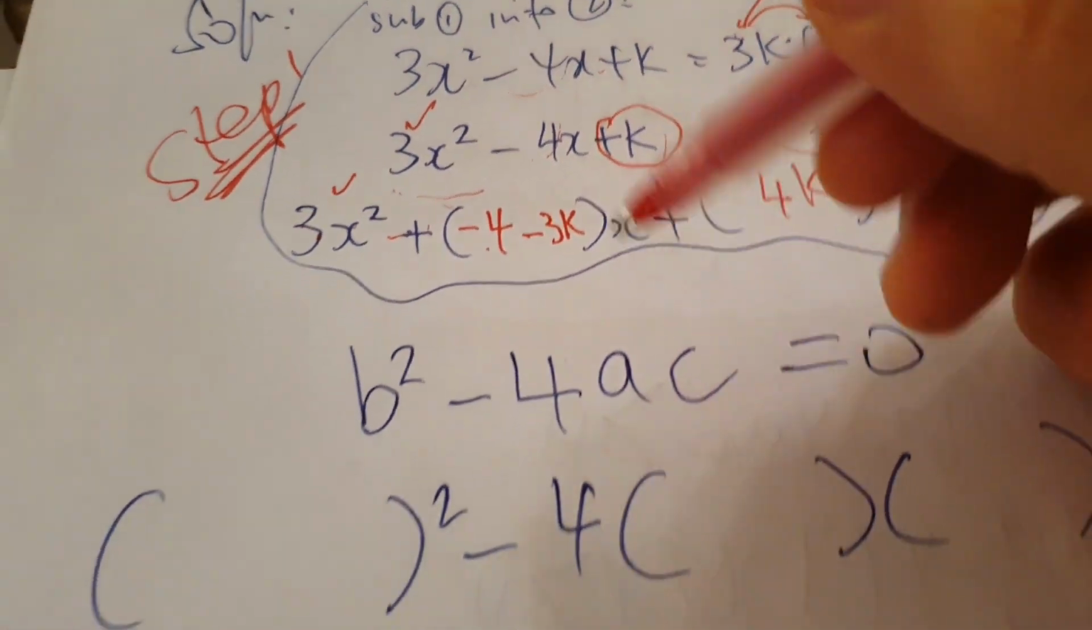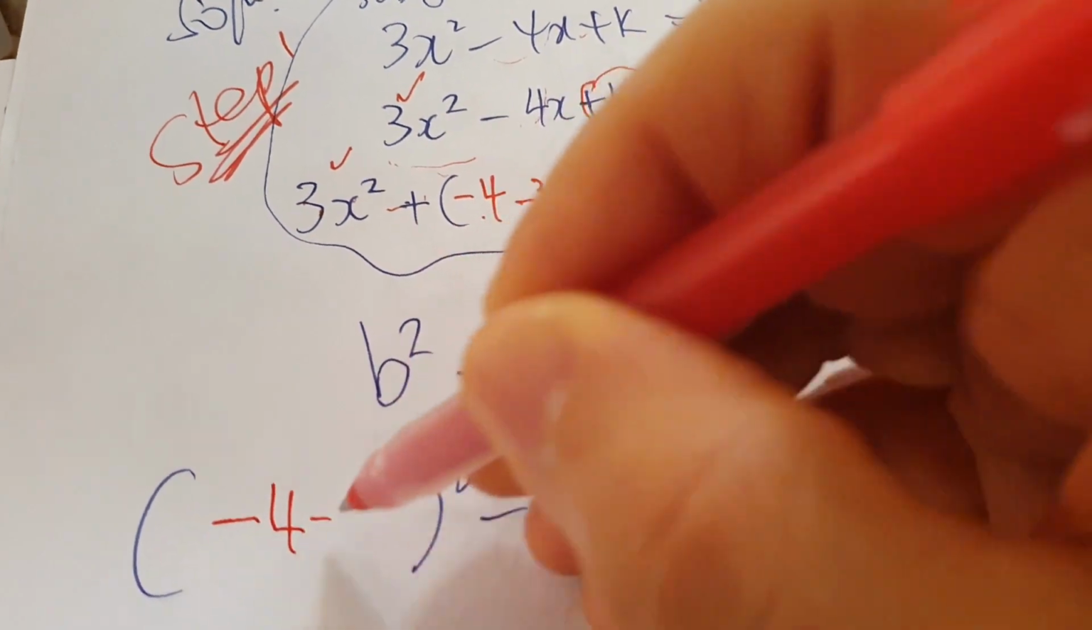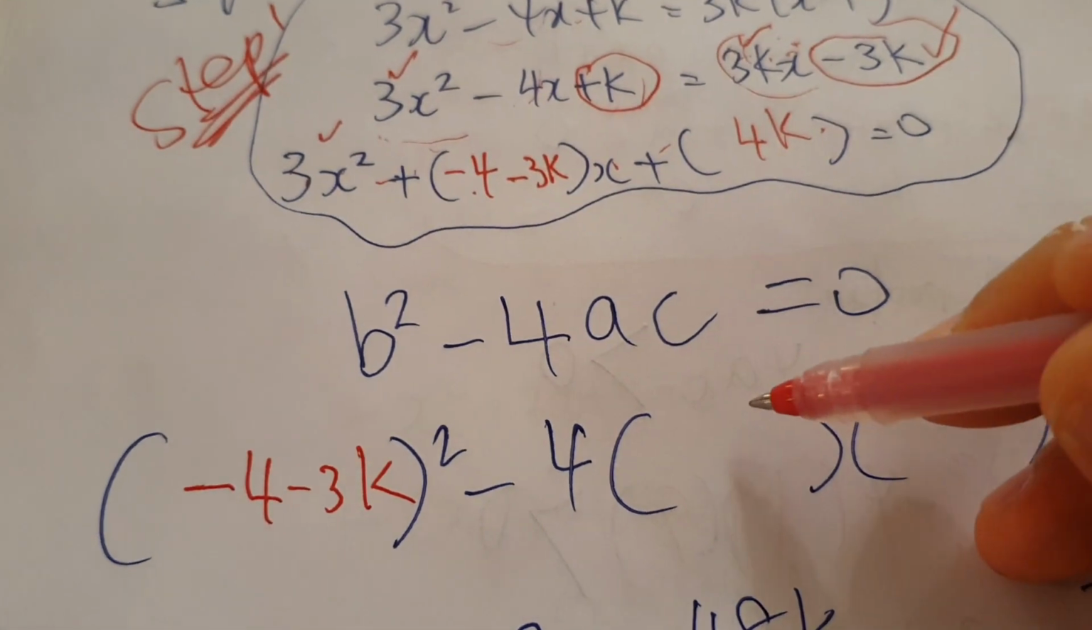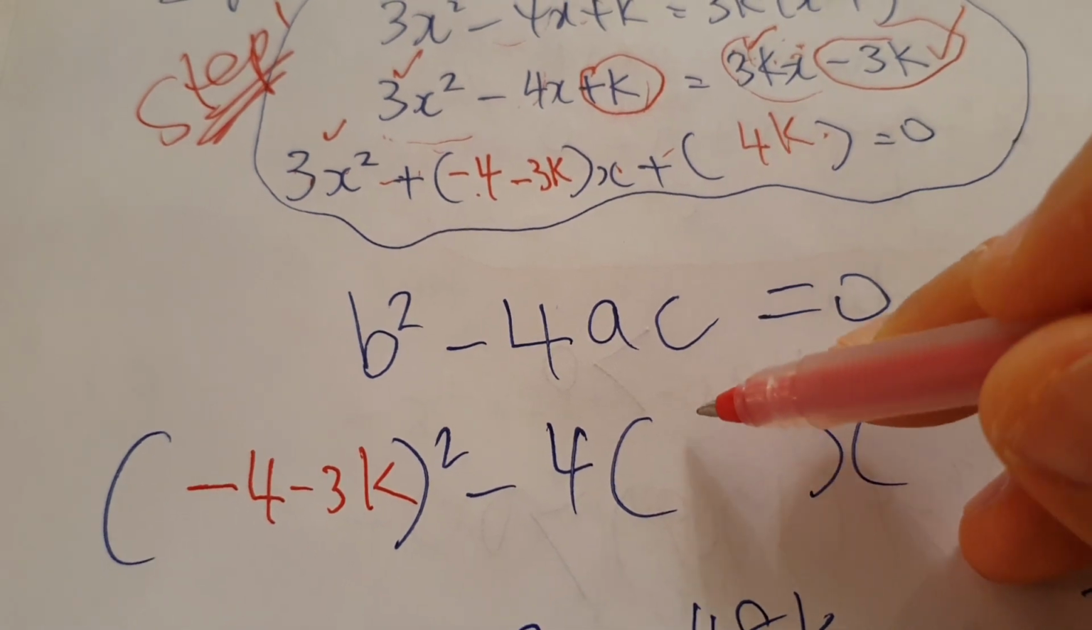And you do your b squared minus 4ac again, the same old story. We've been talking about this story for almost two months already.